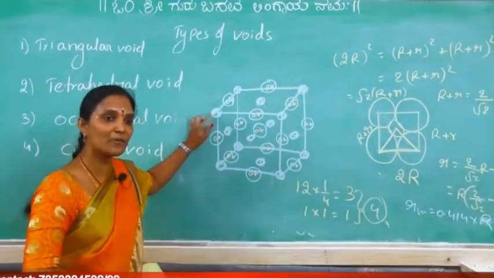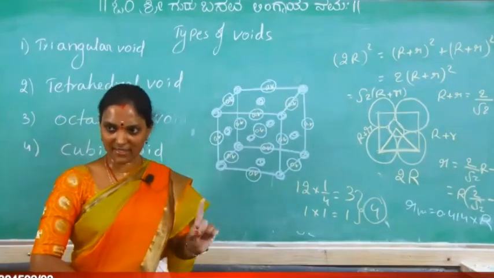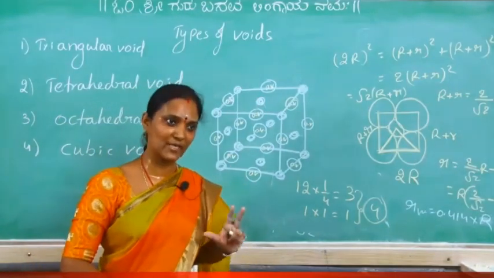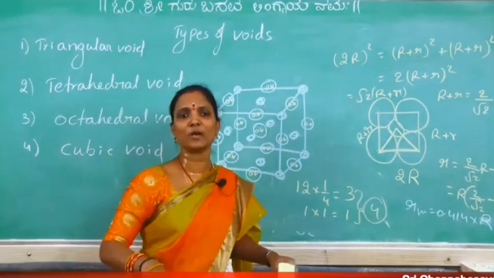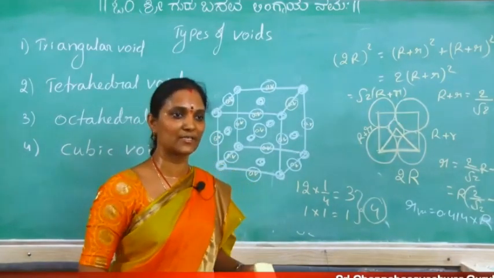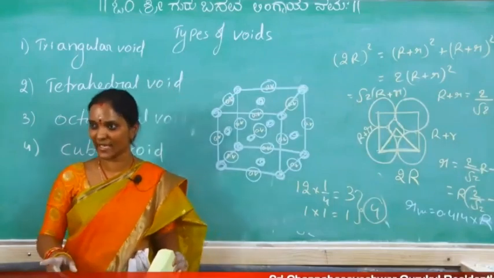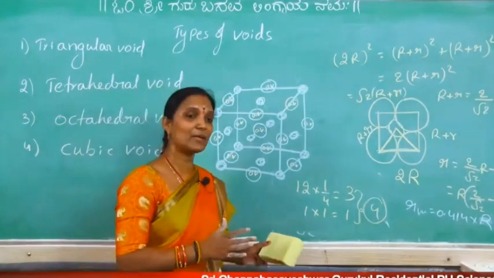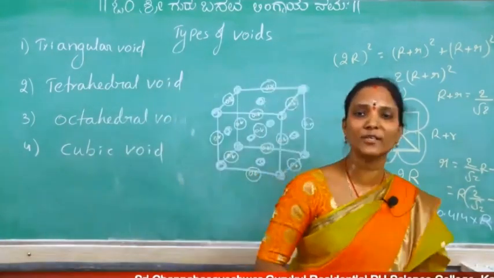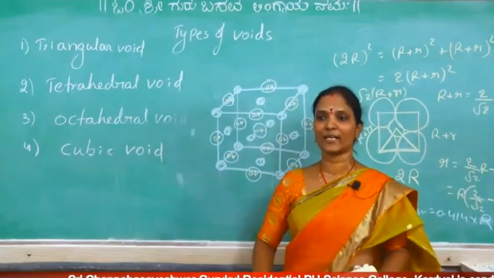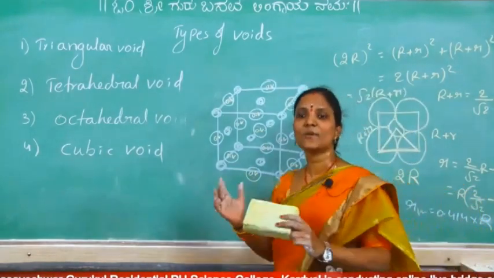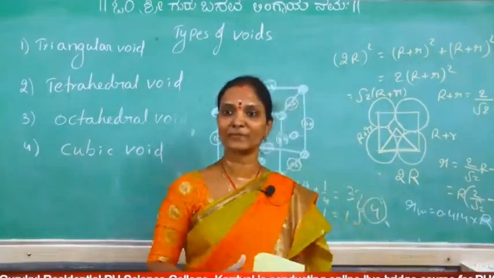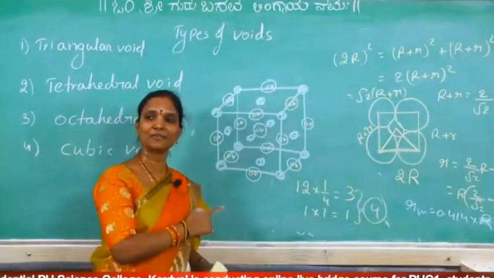The positions of octahedral voids are the edge centers and also the body center. Don't count all 13 octahedral voids, because the edge contribution is there. Edge contribution 1/4. Based on this, we get 4 octahedral voids. Okay, now in FCC, the number of particles is 4, and the number of octahedral voids is 4.